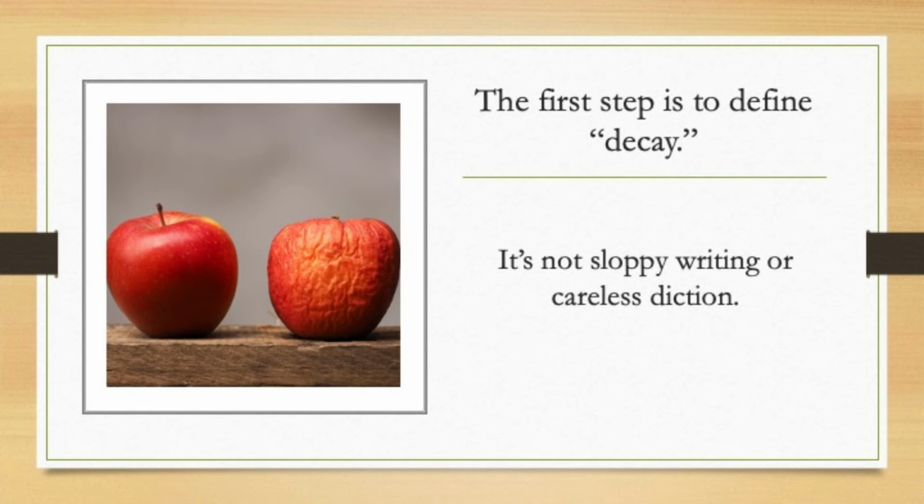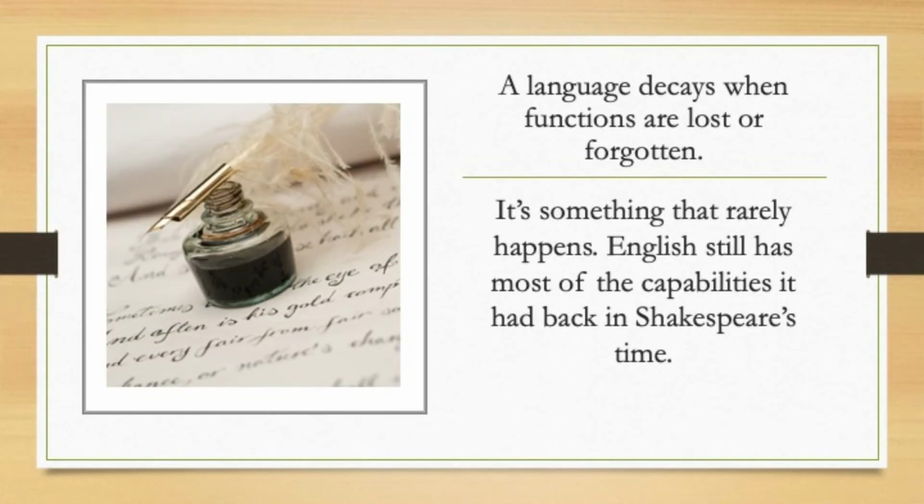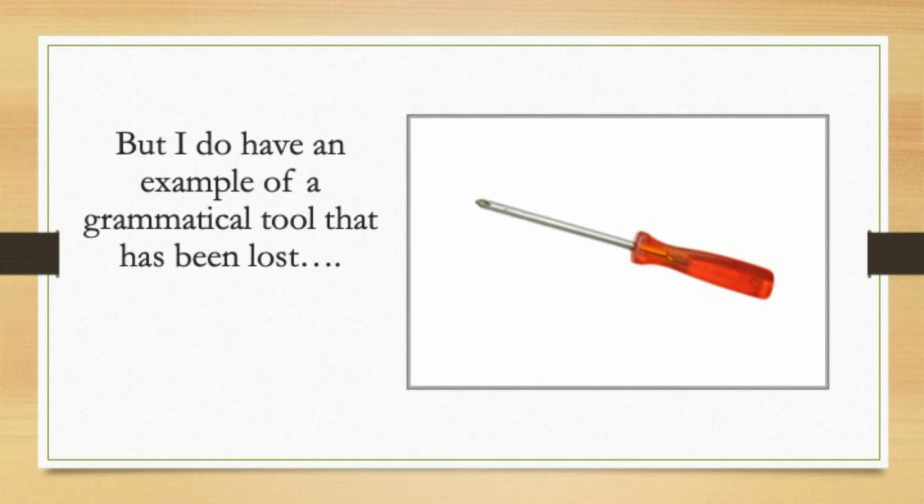The first step I propose is to define decay. It's not just sloppy writing or careless diction. In 1819, John Keats used "of" instead of "have" in a letter he was writing. It's the same mistake college freshmen make today, and nothing to worry about. A language decays when a function or tool is lost or forgotten. It's something that rarely happens. English still has almost all of the capabilities it had in Shakespeare's time. But I do have an example of a grammatical tool that has been lost.